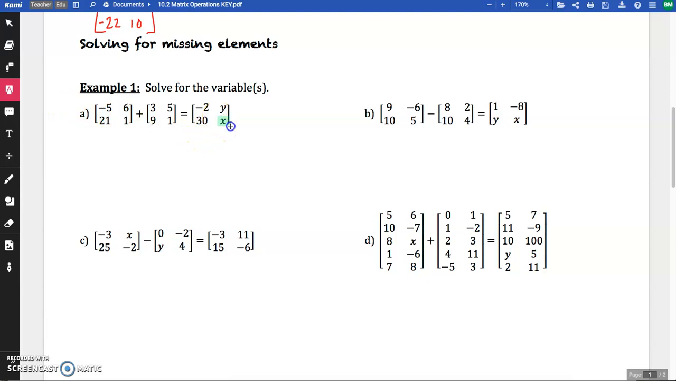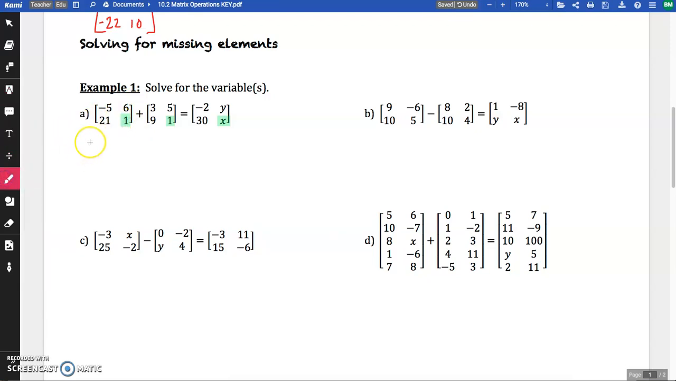I want to highlight or circle that variable, and then I'm going to highlight whatever is in that corresponding entry or position from the other matrices. So in this matrix, that would be the bottom right corner, so the 1. The corresponding entry here is also in the bottom right corner, so also a 1.